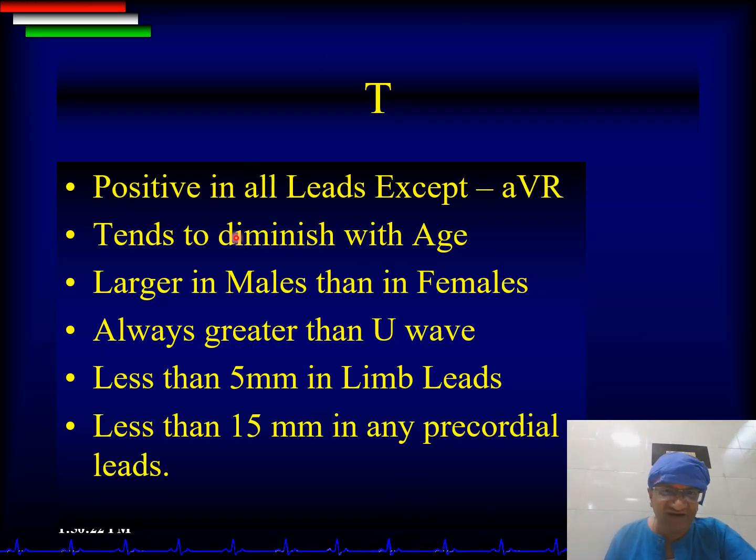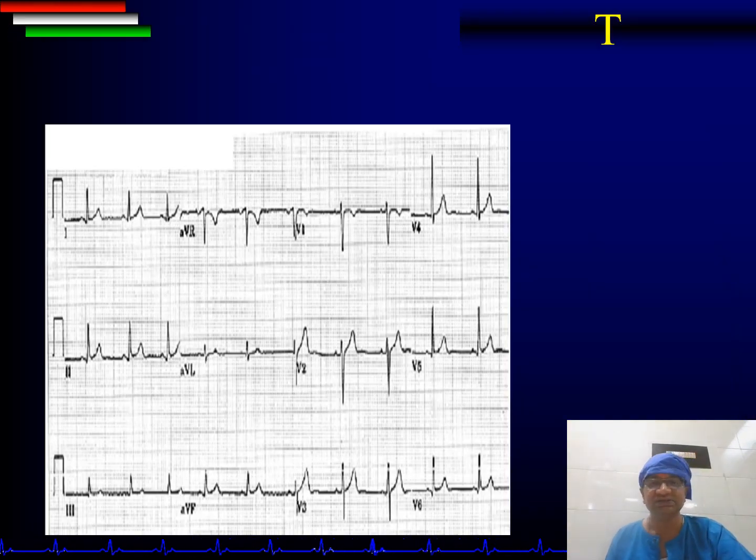So what about T waves? It is positive in all leads except aVR. Tends to diminish with age. Always greater than the U wave. Less than 5 millimeters in limb leads and less than 15 millimeters in precordial leads. This is very important. If you want to say it is a high T, a very peaked T wave, then we should have more than 5 millimeters in limb leads or 15 millimeters in precordial leads.